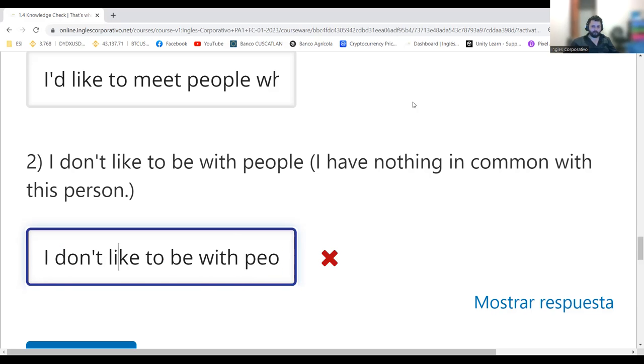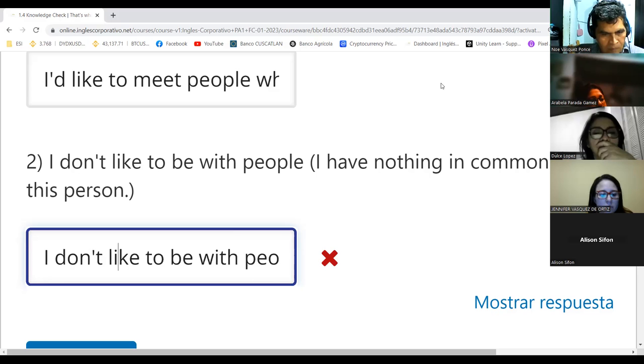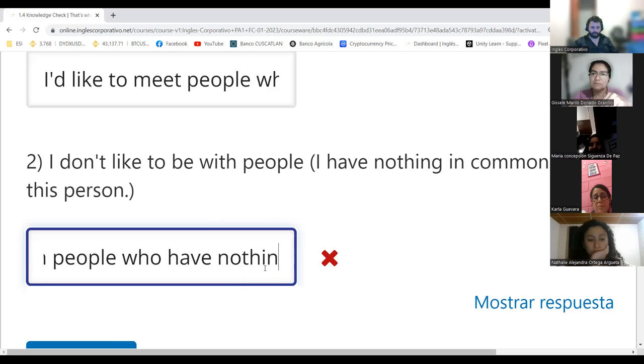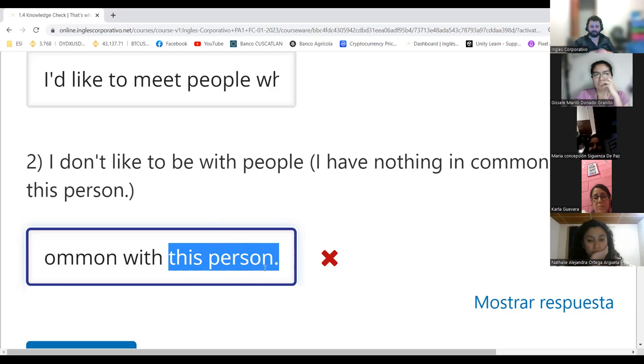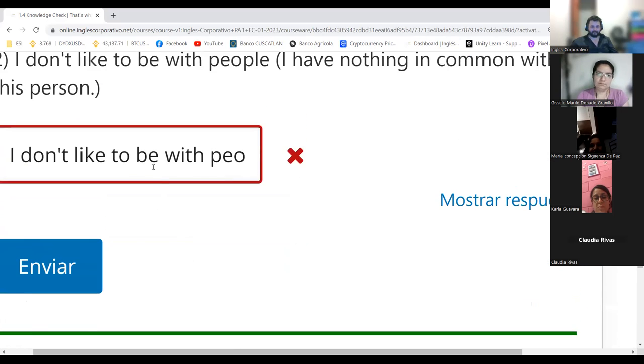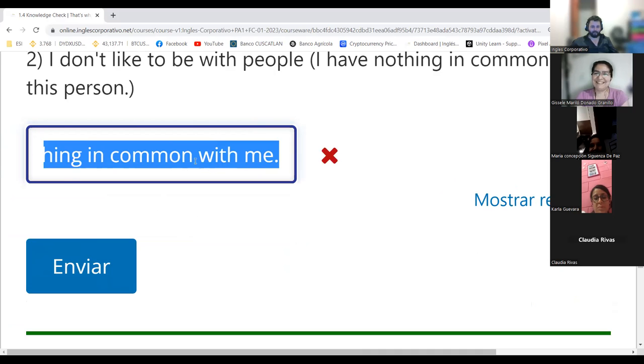All right, guys, first of all, this sentence does not have anything wrong, okay? I don't like to be with people who have nothing in common, right? Now the only thing, guys, is why would we say "with this person"? Which person is he referring to? With me, right? It's talking about me. So: I don't like to be with people who have nothing in common with me.